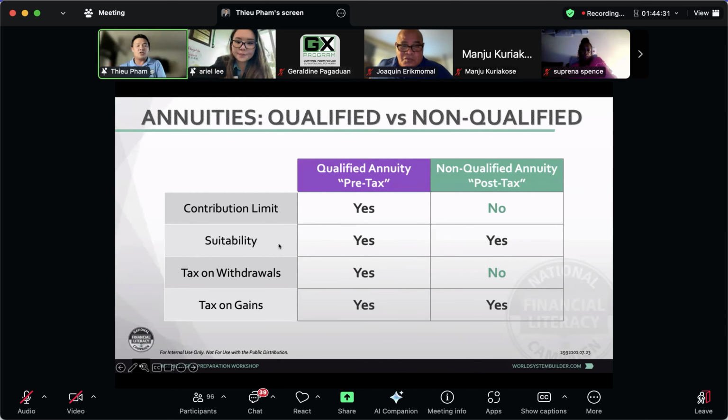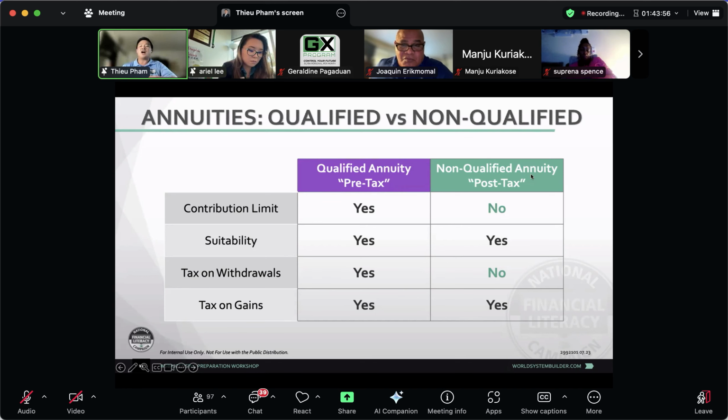And then you have to follow suitability, and you'll be taxed on the withdrawal in the future because you did not pay tax up front. Just like an IRA, you get a tax deduction, that money grows, and when you take it out, you have to pay taxes on the principal and also the gain. Let's say you put 7,000 in, and that 7,000 becomes 10,000. When you take it out, you pay tax on the whole 10,000, the gain and the principal, because this money is pre-tax.